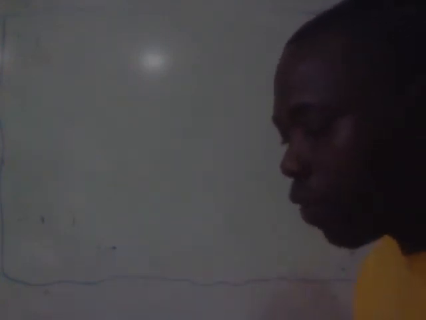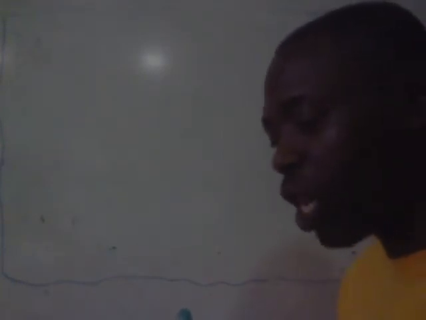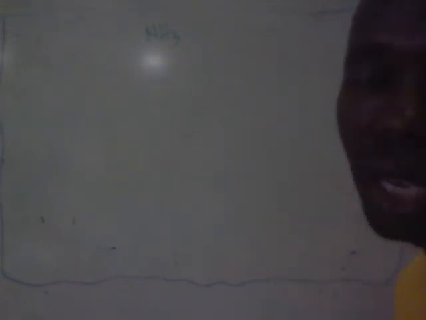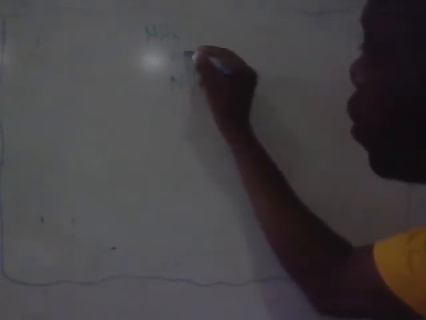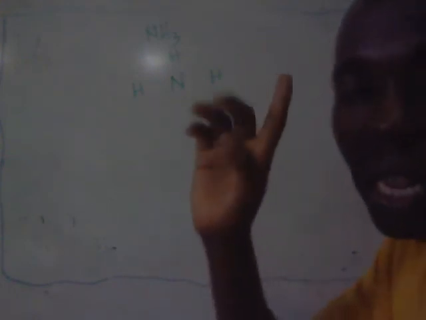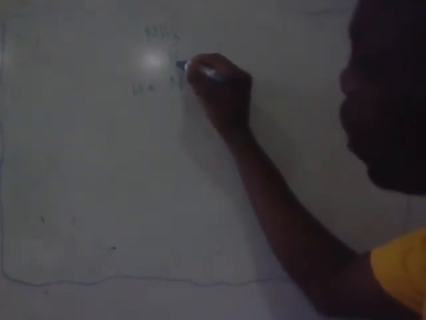55. The shape of ammonia molecule is what? Look at ammonia, NH3. It has nitrogen and hydrogen. The central atom there will be nitrogen, surrounded by three hydrogen atoms. Hydrogen has 1 electron, it has only 1 shell, so each hydrogen will supply its own 1 electron. Let me use a cross. This hydrogen will supply its own electron.